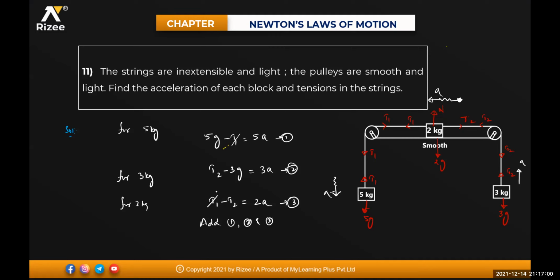This T1 will get added, this T2 will get added. 5g minus 3g, that is 2g, is equal to 10A. That is equal to 2 into g value is 10, that is equal to 10 into A. That is equal to 2 tens are 20 is equal to 10 into A. So acceleration is equal to 2 meter per second squared.